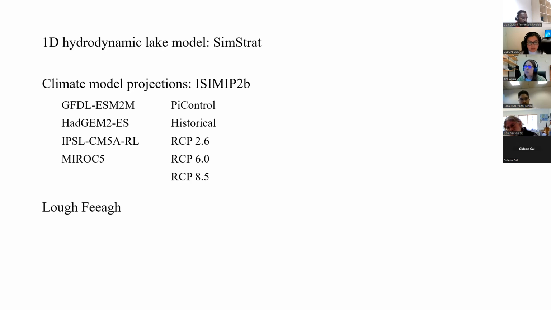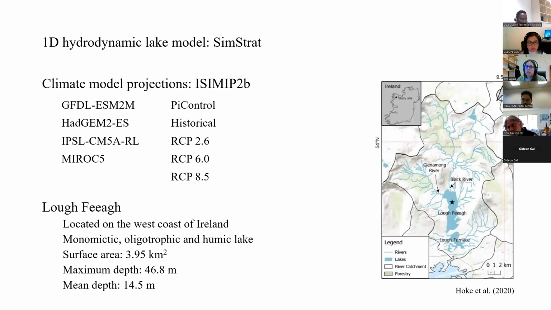The study site is Lake Sofia. It is located on the west coast of Ireland, and Sofia is a monomictic oligotrophic humic lake with a surface area of approximately 4 square kilometers, a maximum depth of 46.8 meters, and a mean depth of 14.5 meters.